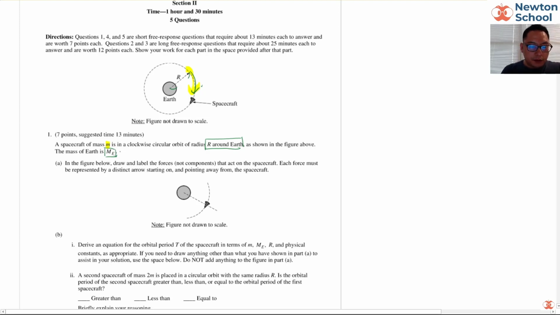The figure below: draw and label the forces that act on the spacecraft. Well, the only force is the force of gravity, right? I'll solve it first, and I'll explain a little bit deeper into this. So let's see, derive an equation for the orbital period.